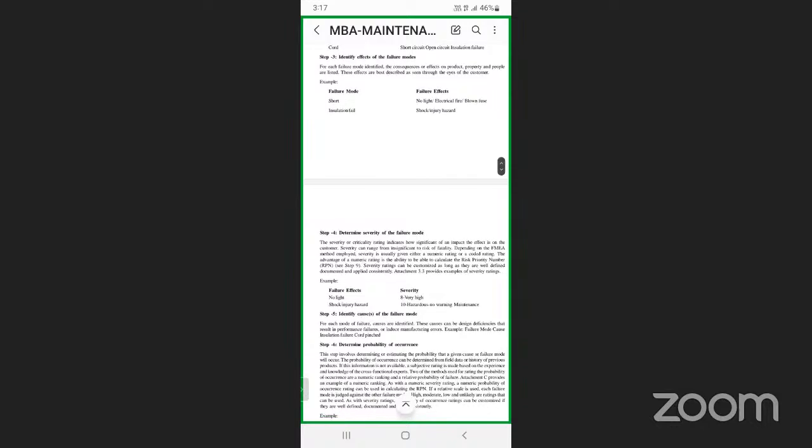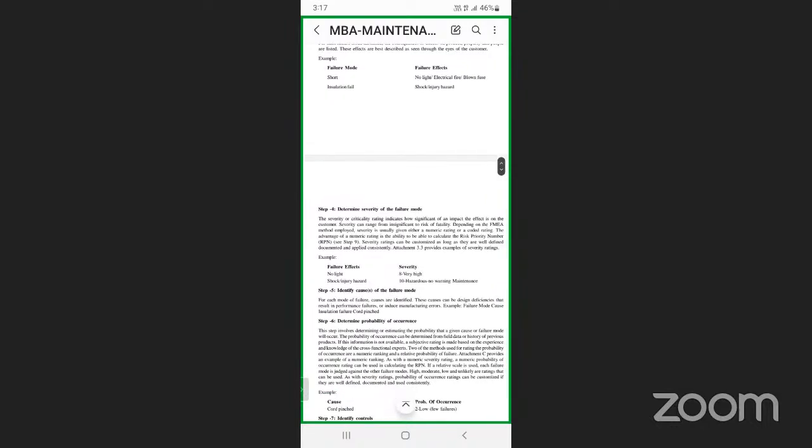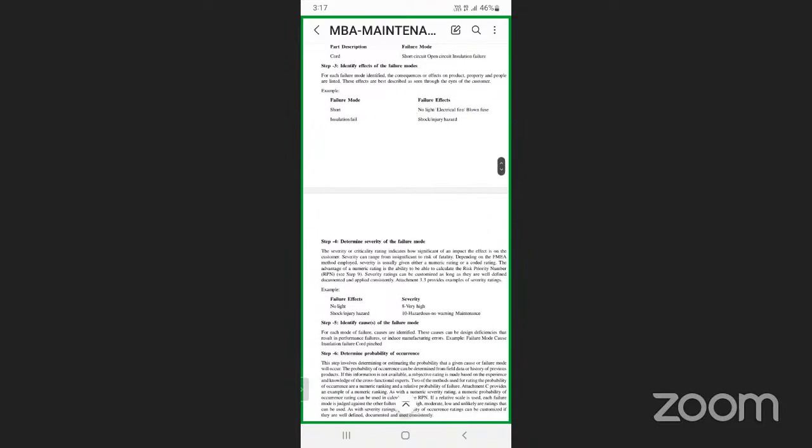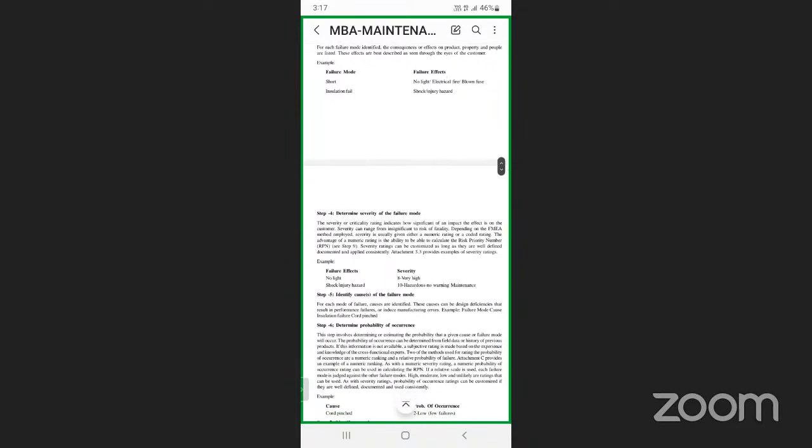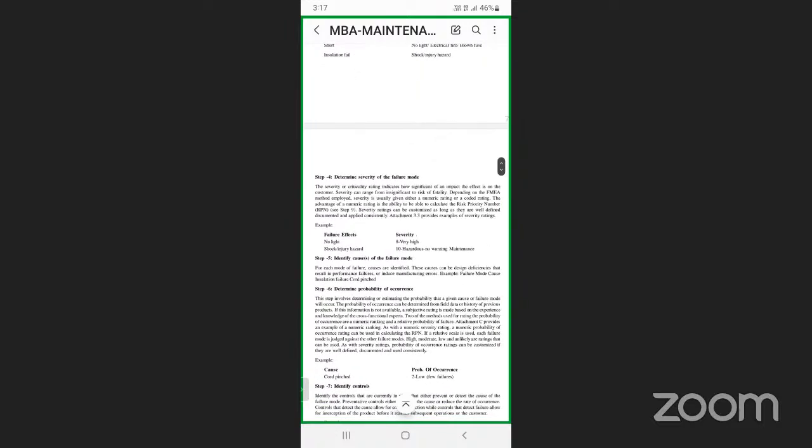Step 5, identify the cause of the failure mode. Say there is a short supply. That is the failure mode. Why did it happen? What is the cause? The effect we have seen was that it has failed. The failure mode was an effect. But what is the cause of that? Is it a manufacturing defect of the product, or is it a design defect? Why did it go wrong? What is the reason for the component to fail? We are finding out the causes of the failure mode.